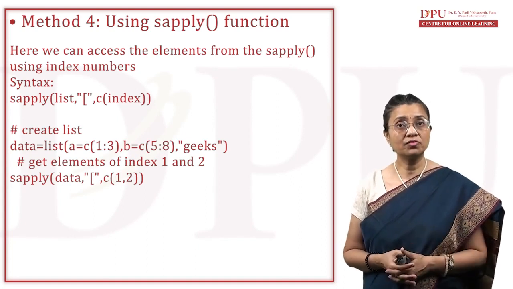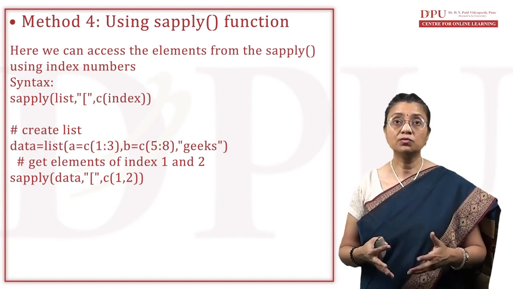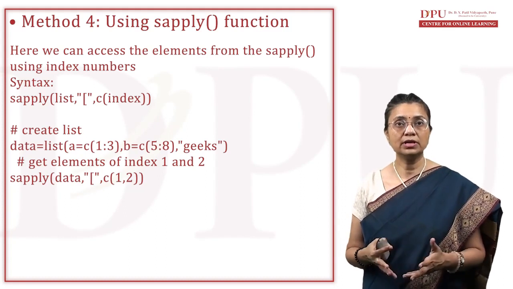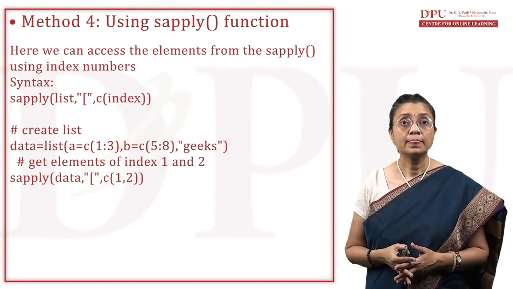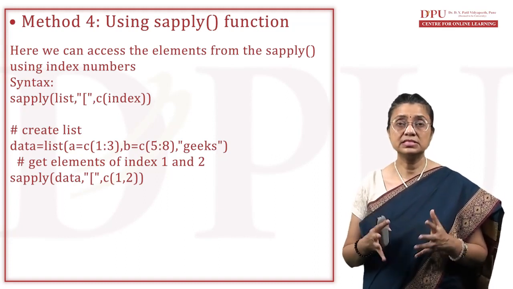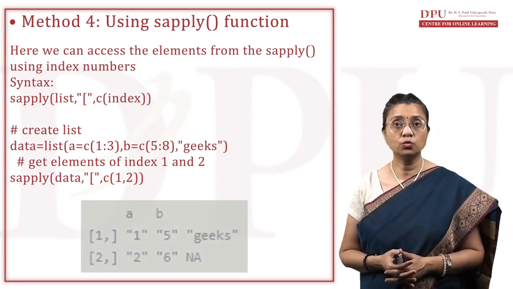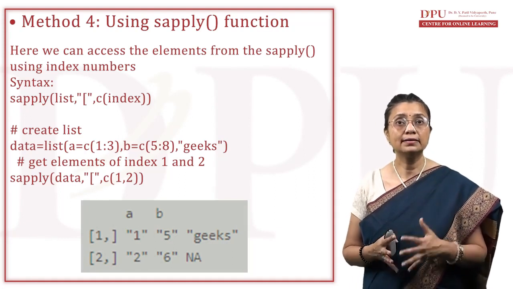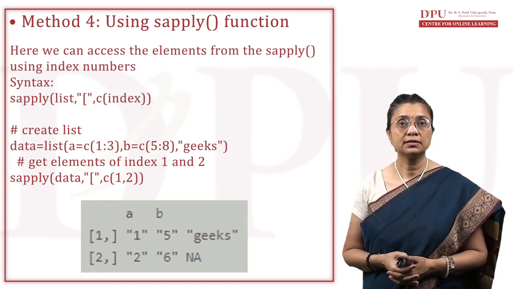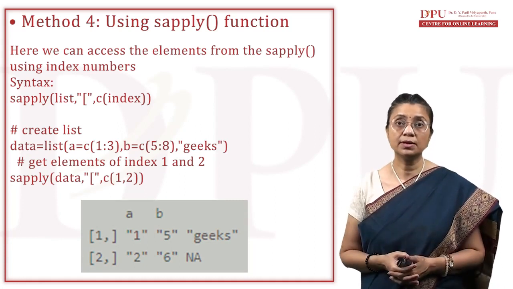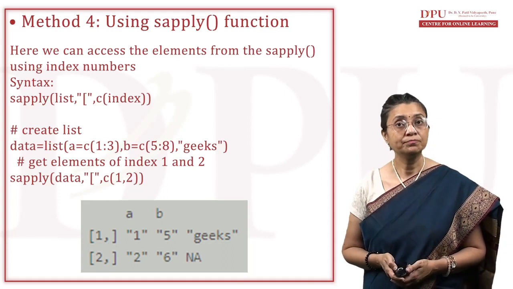Now to get elements of index 1 and 2, what will I do? To get the elements of index 1 and 2, I will pass sapply, I'll pass the data and then square brackets, and with the c vector, I'll pass 1 and 2, which means the first value and the second value. So you can see the output, it is coming on the screen. The first value and the second value is coming on the screen, that you can see very easily.